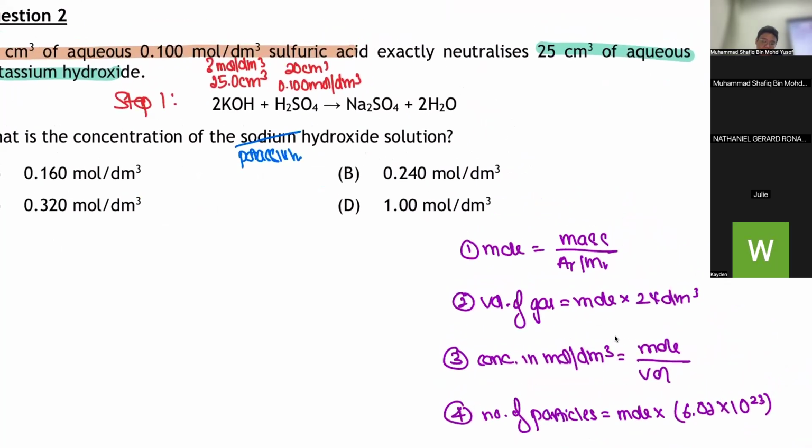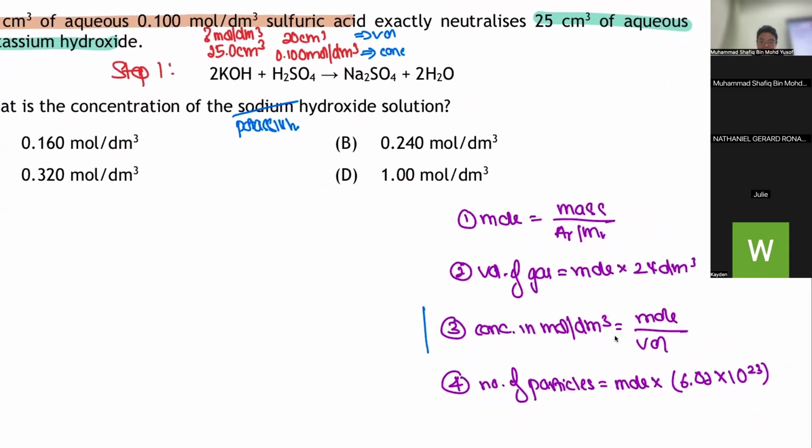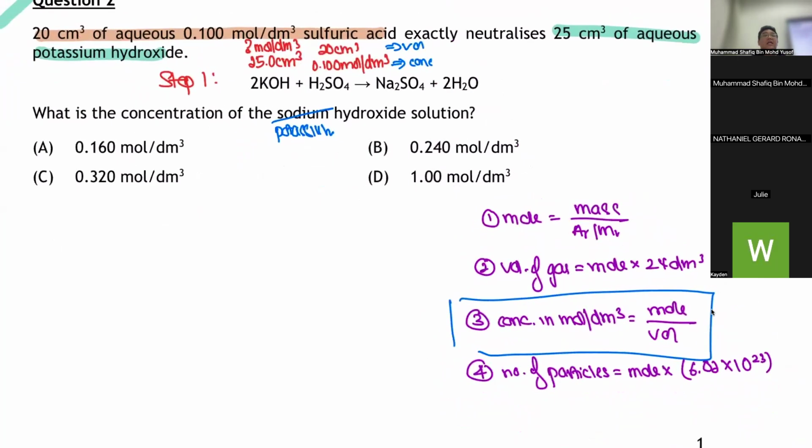The first one? Because they have given you concentration and they have given you volume, right? It's actually the third one. Correct. Everyone please take note. You are supposed to use the third formula in this case. They have given you concentration. They have given you volume in this case. Okay, so you can find mole.